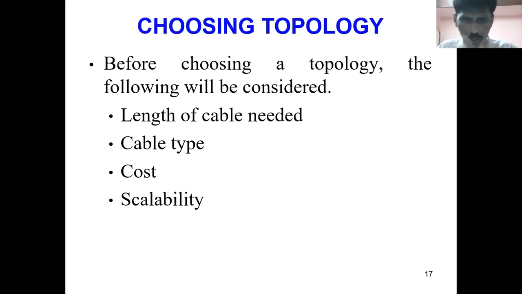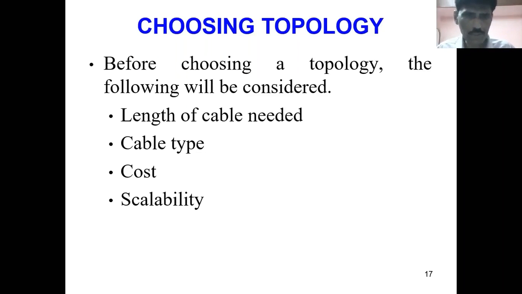Second factor, cable type. We have to consider the type of cable we are going to use. Cable types may be twisted pairs, coaxial cable, and optical fiber cables. Third factor is cost. The cost of installing the topology is also very important. If you use a more complex topology, the cost of installation is obviously more. So the cost plays a crucial role.